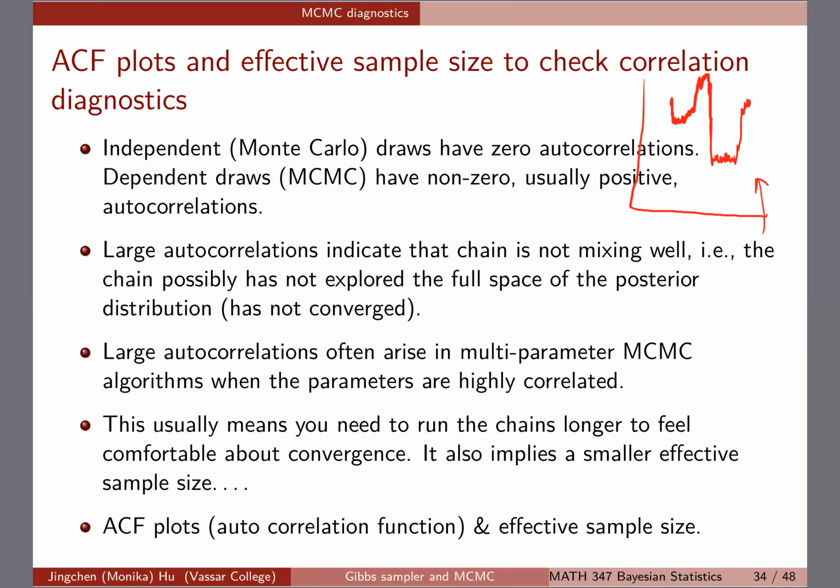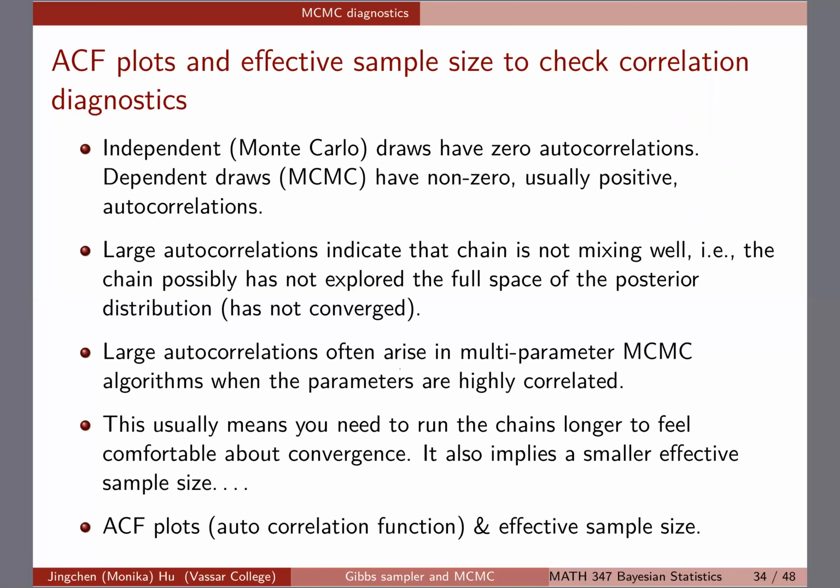And it's very easy to arise in multi-parameter MCMC just because the parameters are highly correlated. So when you take the draws iteratively, you might end up with very highly correlated draws. So typically, if you see that, you should run the chains a little bit longer to feel more comfortable about the convergence. And we're also going to talk about effective sample size after I show you some examples of the plots. So all of those together will help us determine if we need to run the chain a little bit longer or not.